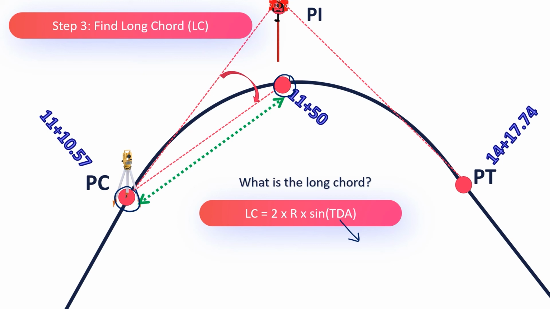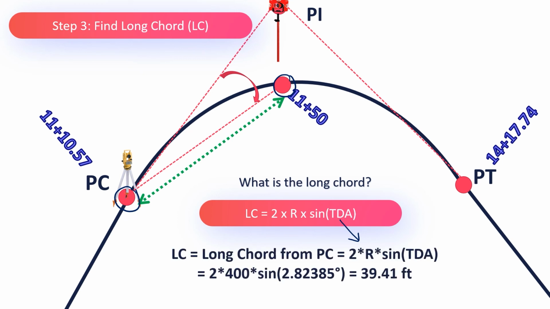And don't worry about the formula. This will be provided to you. You just need to know how to use this formula and the different terms. So 2 times R times the sine of this TDA, and make sure that your calculator is set to degrees. If you do that, then you get 39.41 foot, which is the value of this long chord.